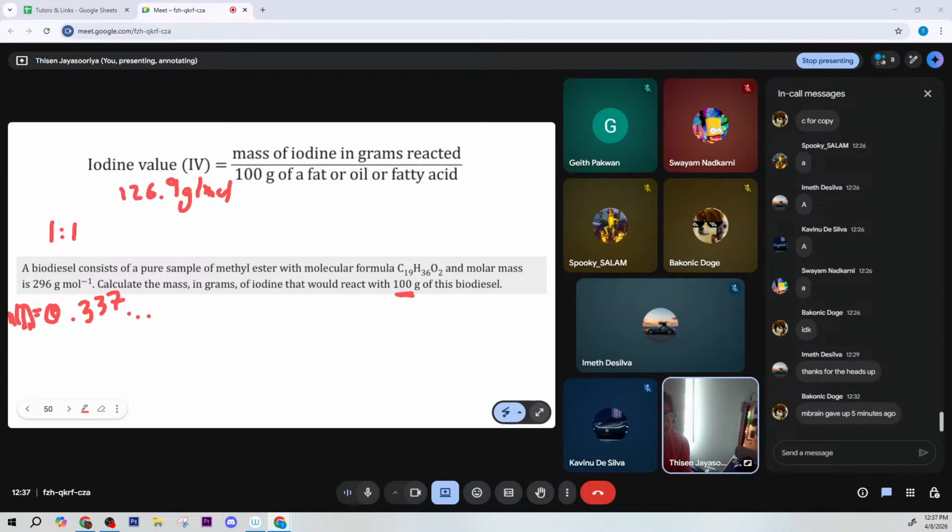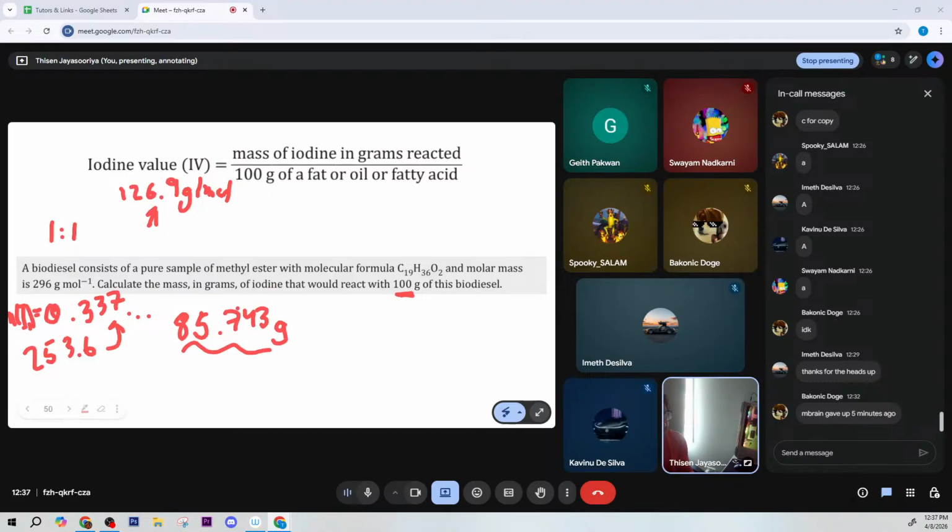Remember, for an iodine, there's 2 iodine here. So if we know the molar mass of 1 iodine, we times that by 2. So here, the molar mass of iodine is 253.6. Then we times this value, 253.6 by 0.337. And we get here 85.743 grams. Yeah?